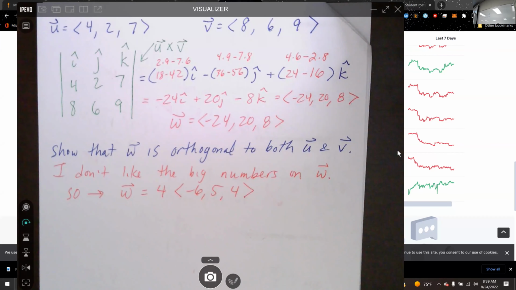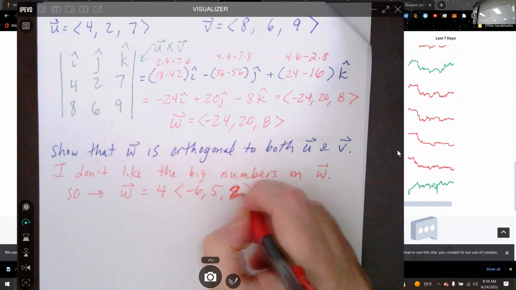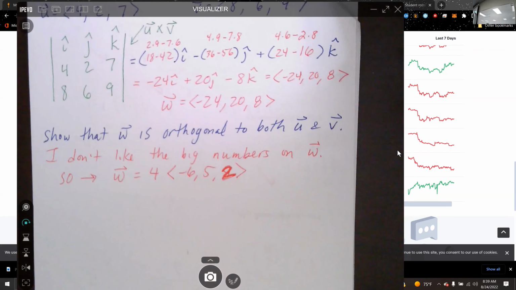Like my AP Calc teacher would say, I wish this problem were easier. I'm going to make it easier. Let's factor out 4. Yes, we got a question.